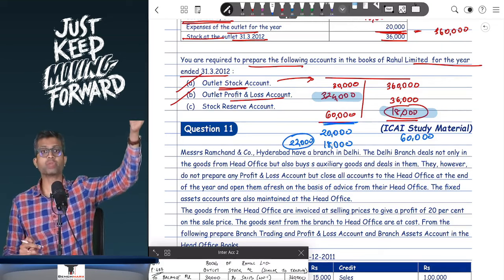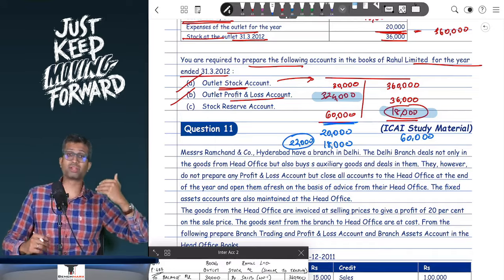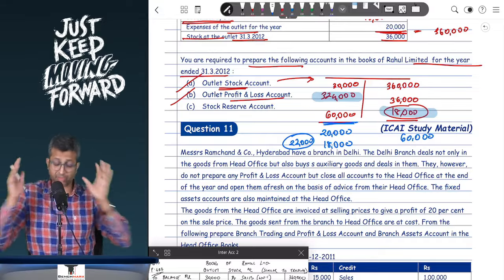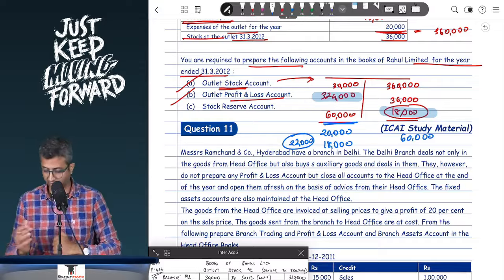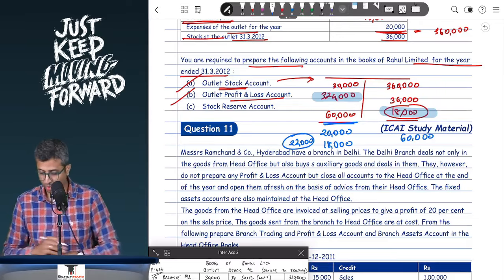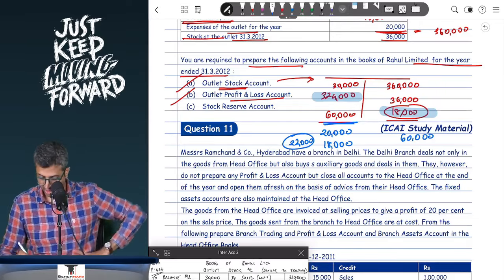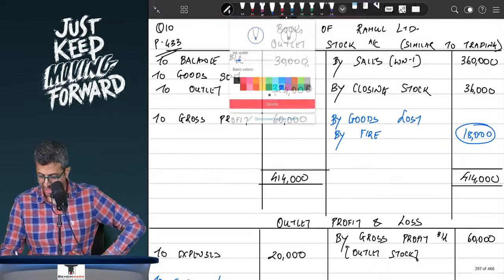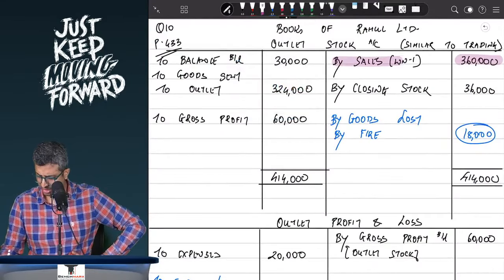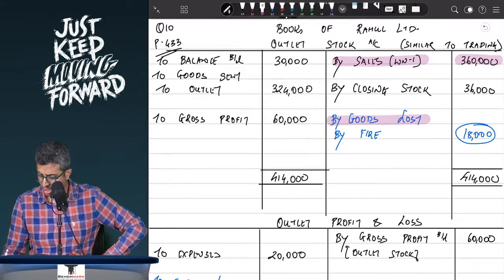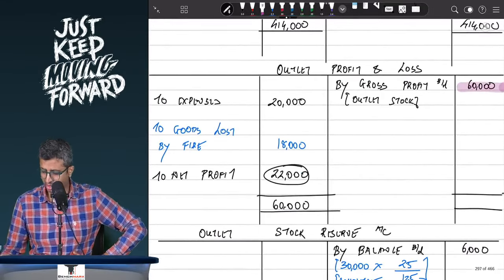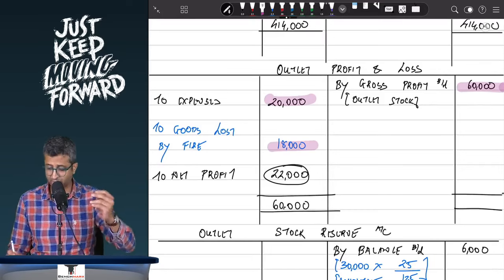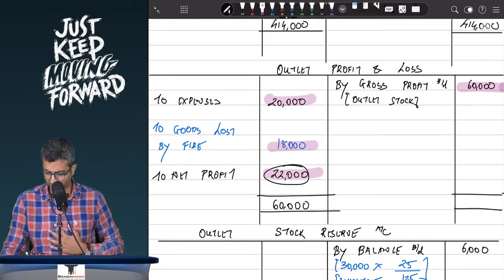Someone might say that no, but the manufacturer is selling 100 kgs at 125. For the outlet, it is buying at 125. So on the base of 125, for the outlet, there's a 22,000 net profit. So if I were to verify this, as you can see over here, 3,60,000 will be my sales. I'll back calculate it. Goods lost by fire is 18,000. Outlet profit and loss, I got down 60,000. Expenses of 20 and goods lost by fire of 18, and 22,000 will be my net profit.